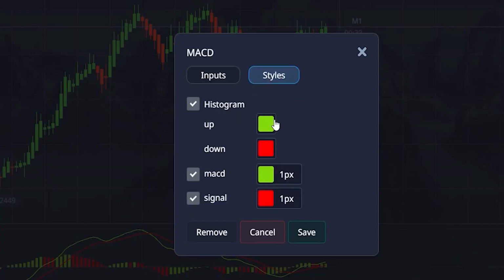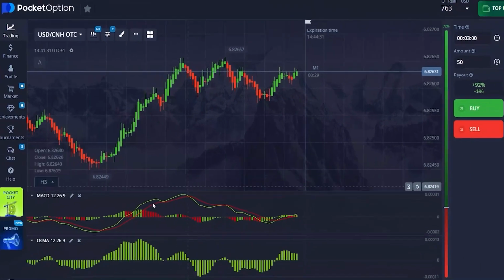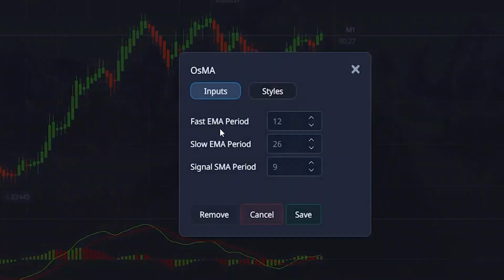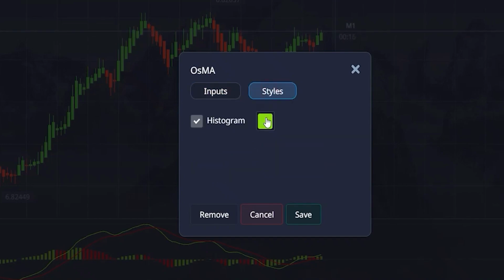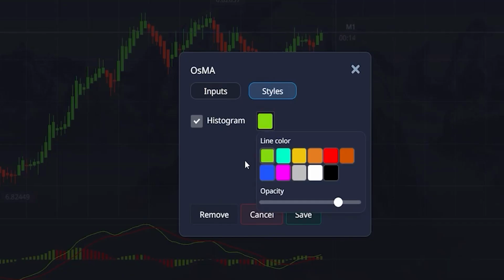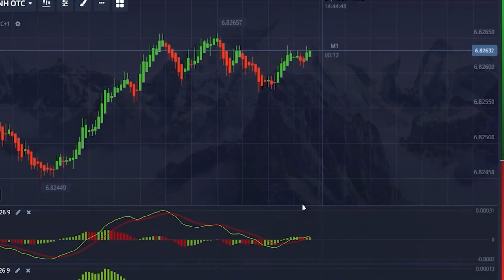Right here on the style level, I'm going to set these colors just like this, and I'm going to set them at 1 pixel each. So when I'm done, I'm going to click on save. My OsMA also comes with the same default settings: a fast EMA period of 12, a slow EMA of 26, while the signal SMA period is 9. Right here on the style level, I'm going to be using a green color. So when I'm done, I'm going to click on save.